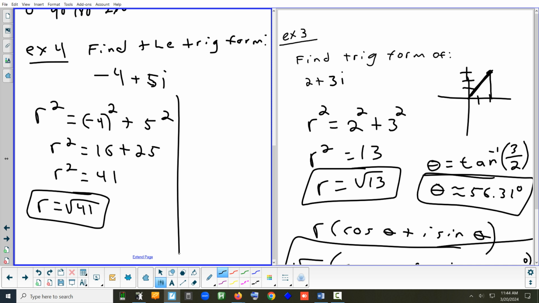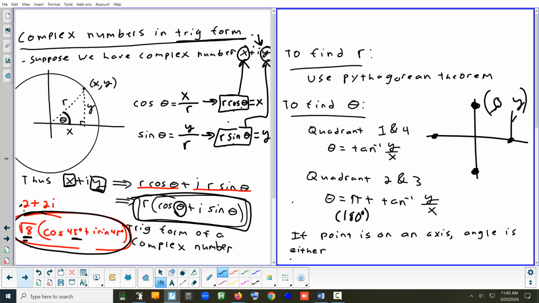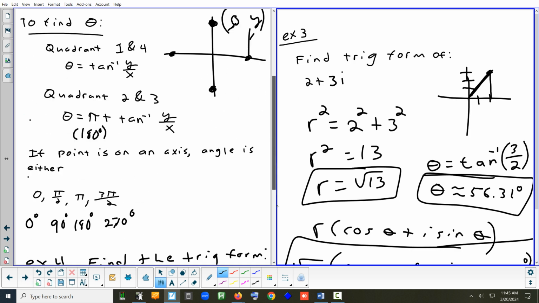So there's my radius. Now I need my angle. In order to find my angle, I need to know my quadrant. You don't really need to graph it. Like you've gone left 4, up 5. You should be able to visualize where that would be. It's quadrant 2. What's the formula to find your angle if you're in quadrant 2? 180 plus the inverse tangent of y over x.